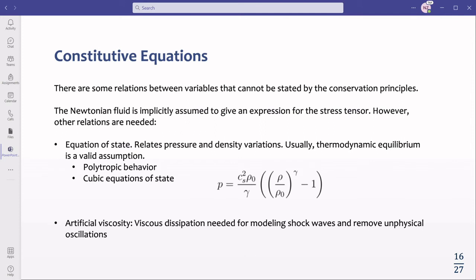In the bibliographic review, we saw that most of the time all the papers use the polytropic equation of state. This is suitable for weakly compressible fluids, but not many times could we find papers talking about cubic equations of state. So this may be an application that is still not very studied, maybe for reservoir engineering.